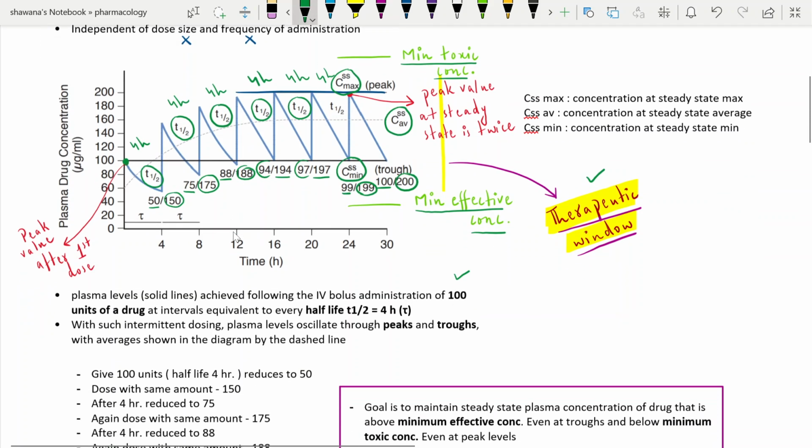Okay, in between the peaks and troughs, we are going to have an average line. This is the dotted line. Okay, this is a dotted line in which the drug is going to work in the therapeutic window. And one more thing worth mentioning here is that the peak after the first administration of the drug is 100, right?